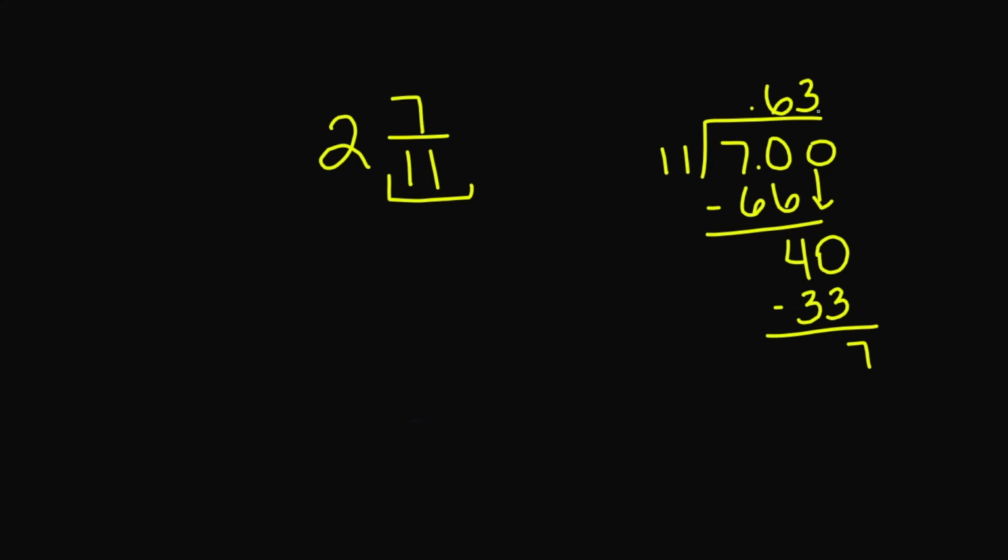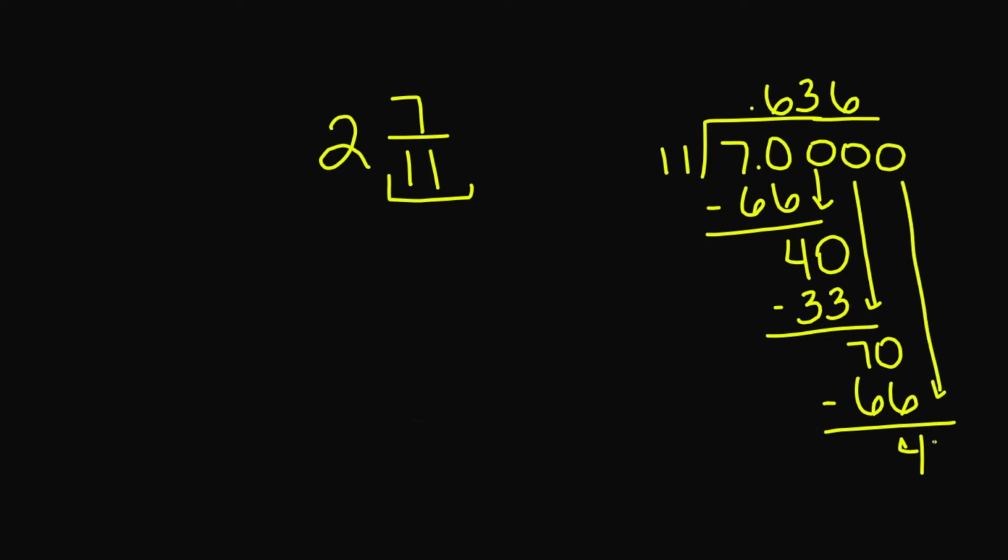11 doesn't go into 7. However, 11 does go into 70 6 times. 11 times 6 is 66. 70 minus 66, this is going to equal 4. 11 doesn't go into 4. However, 11 goes into 40, bringing my 0 down, 3 times. 11 times 3 is 33. And as you can see here, we do have a repeating decimal. So 7 divided by 11, this is going to give you 0.63 repeating.